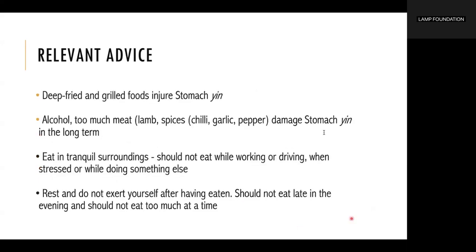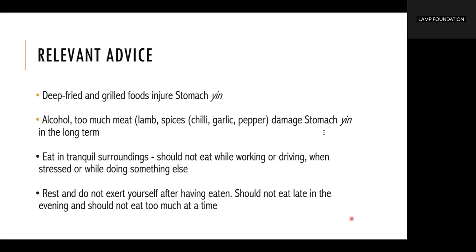Deep fried and grilled foods have a very hot energy, and this can also injure stomach yin. Alcohol, too much meat, especially lamb, and spices such as chili, garlic, pepper, and so on, all have a hot dynamic which can damage stomach yin in the long term.